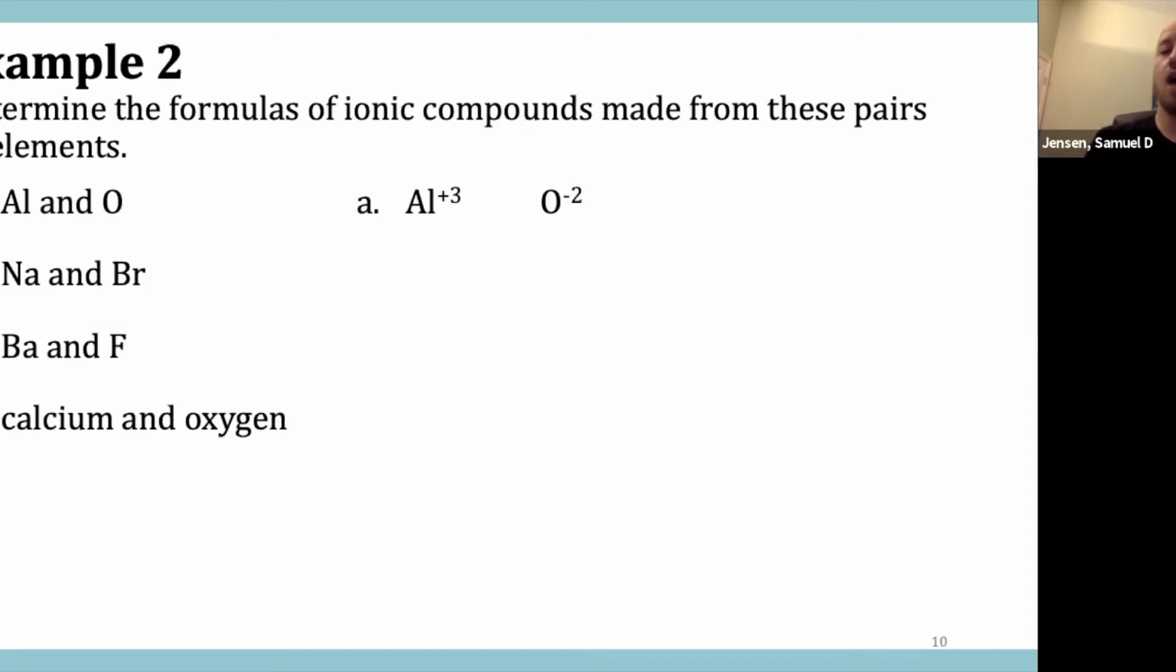What is the common denominator between 3 and 2? The common denominator is a 6. So I have to multiply the aluminum by 2 in order to make a total of +6. I have to multiply the oxygen by 3 in order to get a total of -6.